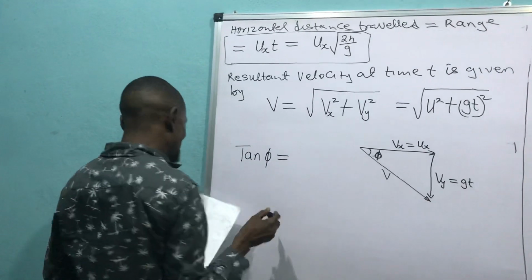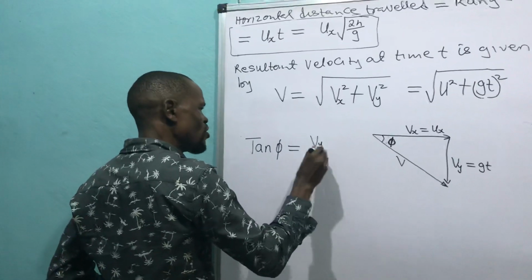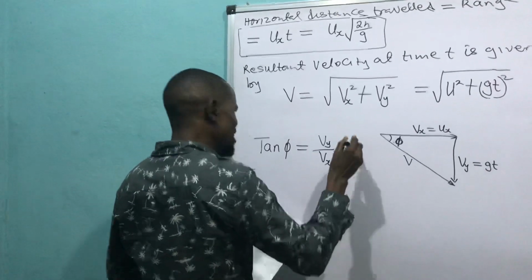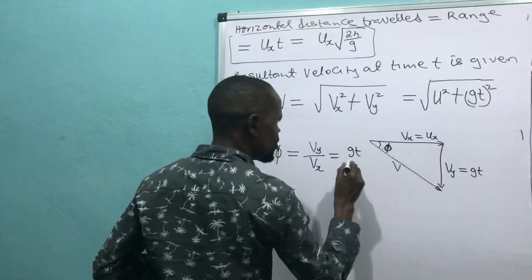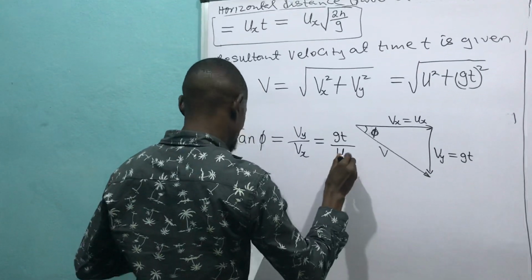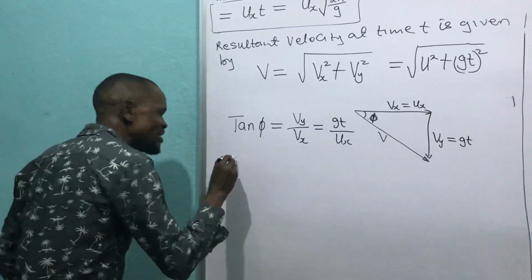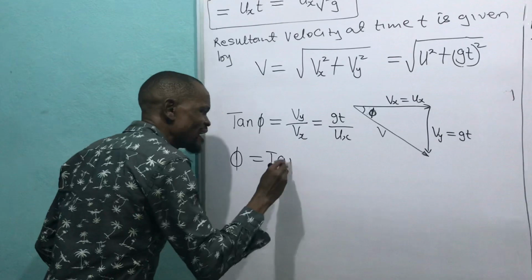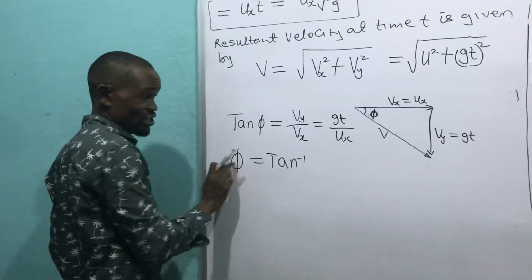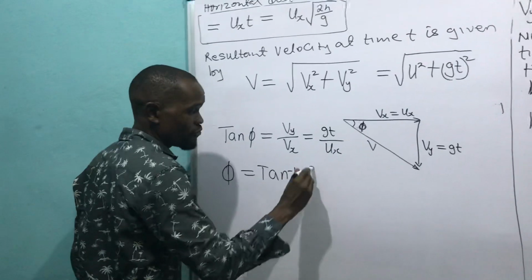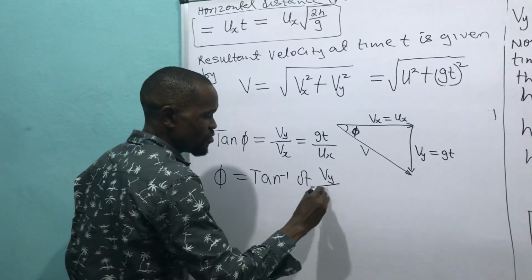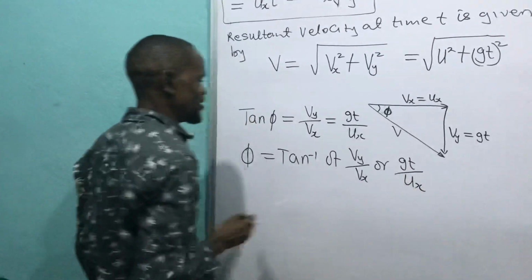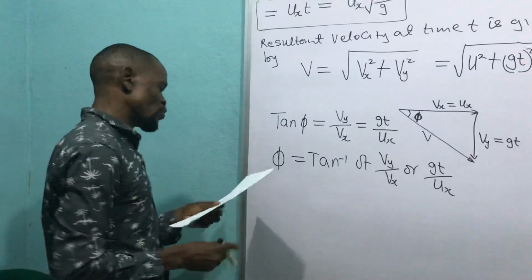So now, taking it, I can say that it is Vy over Vx, and is equal to Gt, which is this man, over ux. Do you get what I'm saying now? Then the direction, theta, which is phi, is equal to tan inverse of either Vy over Vx or gt over ux. That's the direction of the resultant velocity.